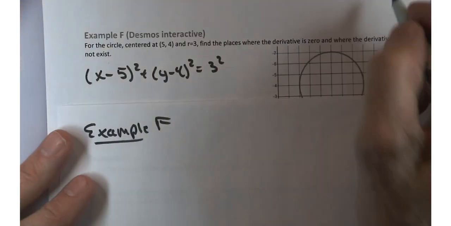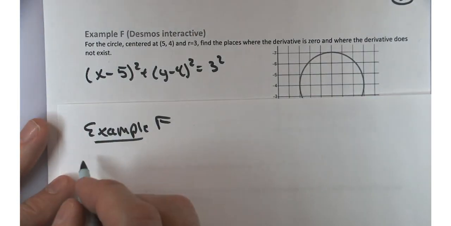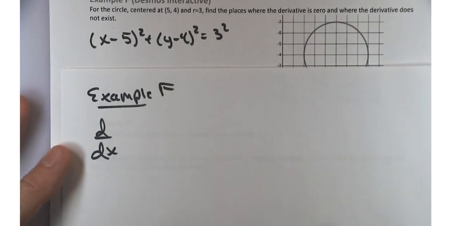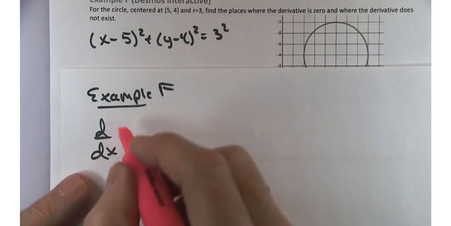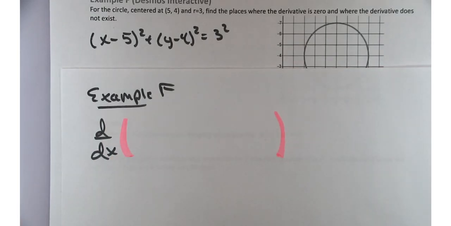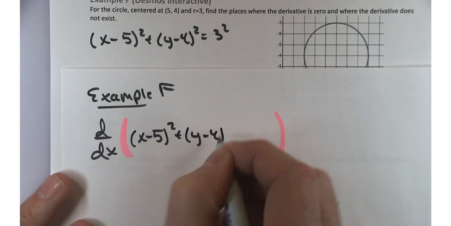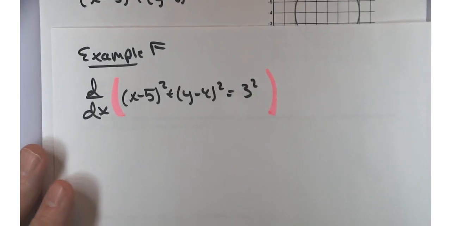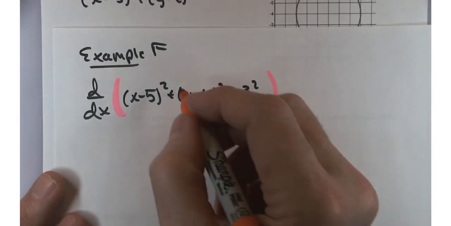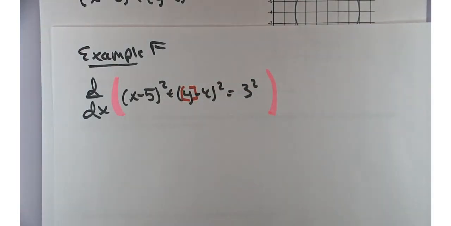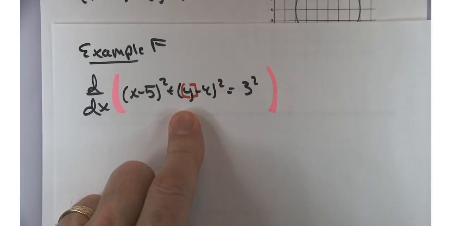So let's repeat that down here, give myself a little bit more room to play around with things. I want to find the derivative of this equation. x minus 5 squared plus y minus 4 squared equals 3 squared. And kind of as before, when we differentiate this, gotta put a little bracket around there. Remember that there's a y as part of this.